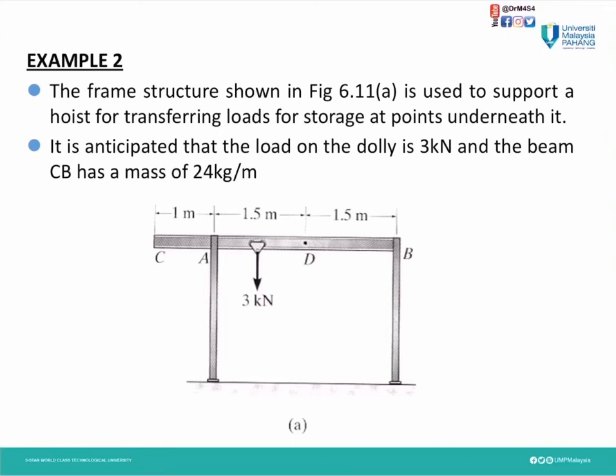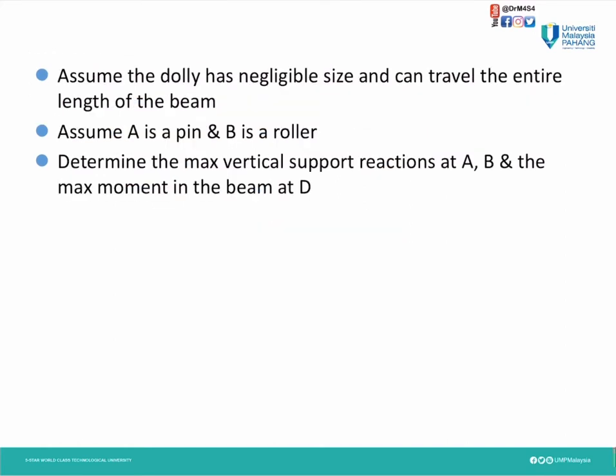Next is example 2. This frame, as shown in the figure, is used to support a hoist for transferring loads, where the dolly weight is 3 kN and the beam mass is 24 kg per meter. We need to find the support reactions at A and B, then find the maximum moment at D. The dolly size is negligible and can travel the entire length of the beam.